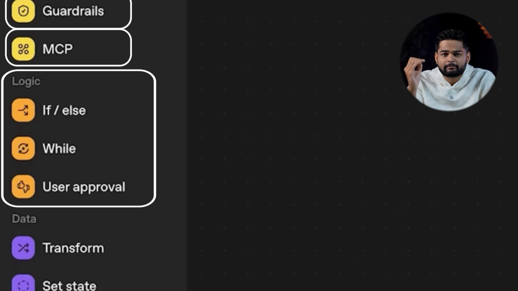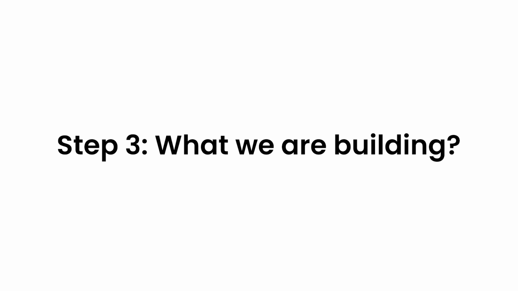approval. This one's really cool. Makes the agent ask you before doing anything. So if you want human in the loop, you just drop this in and the agent will pause and ask, hey, should I do this before executing? Pretty intuitive, right?